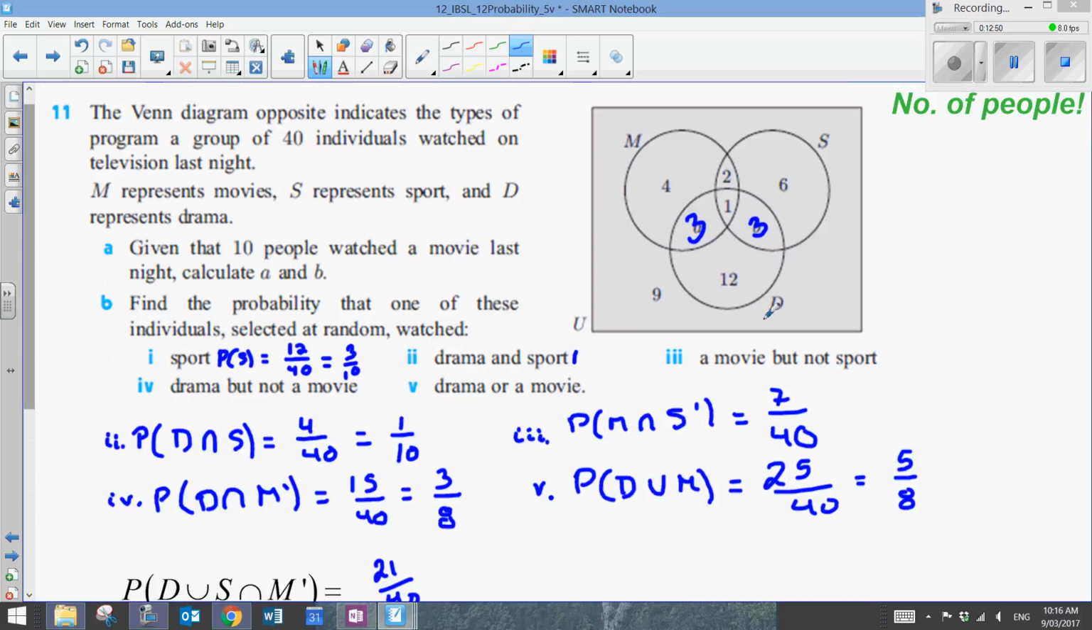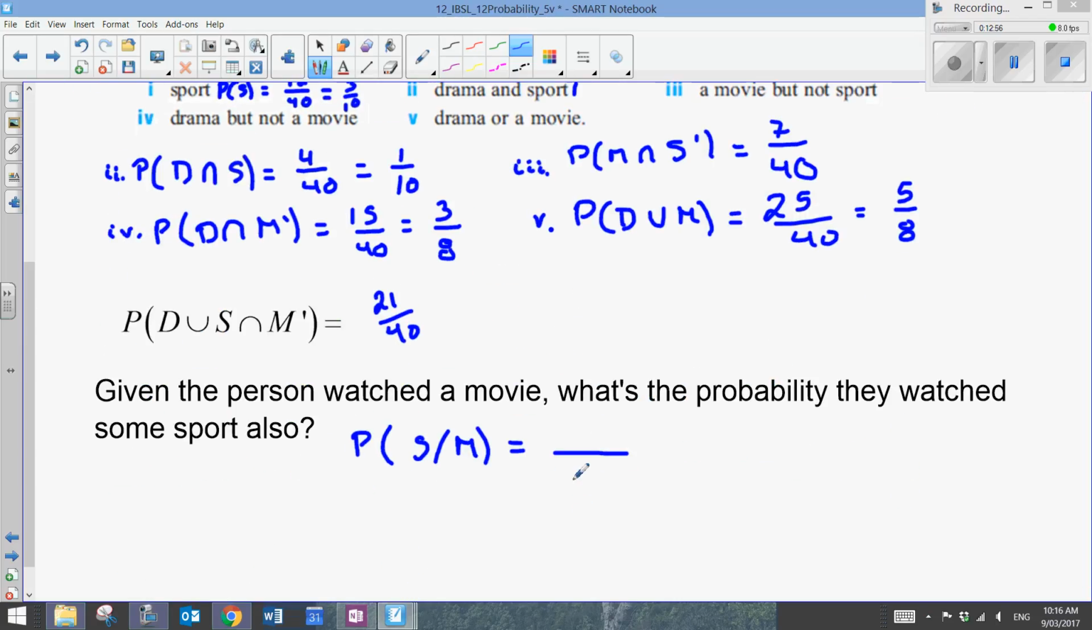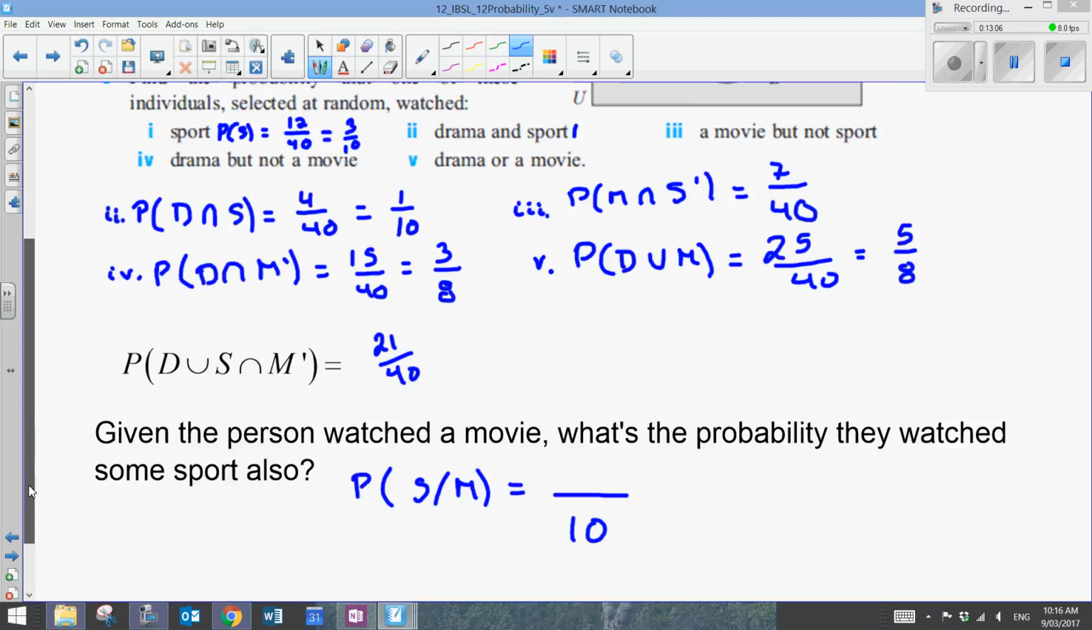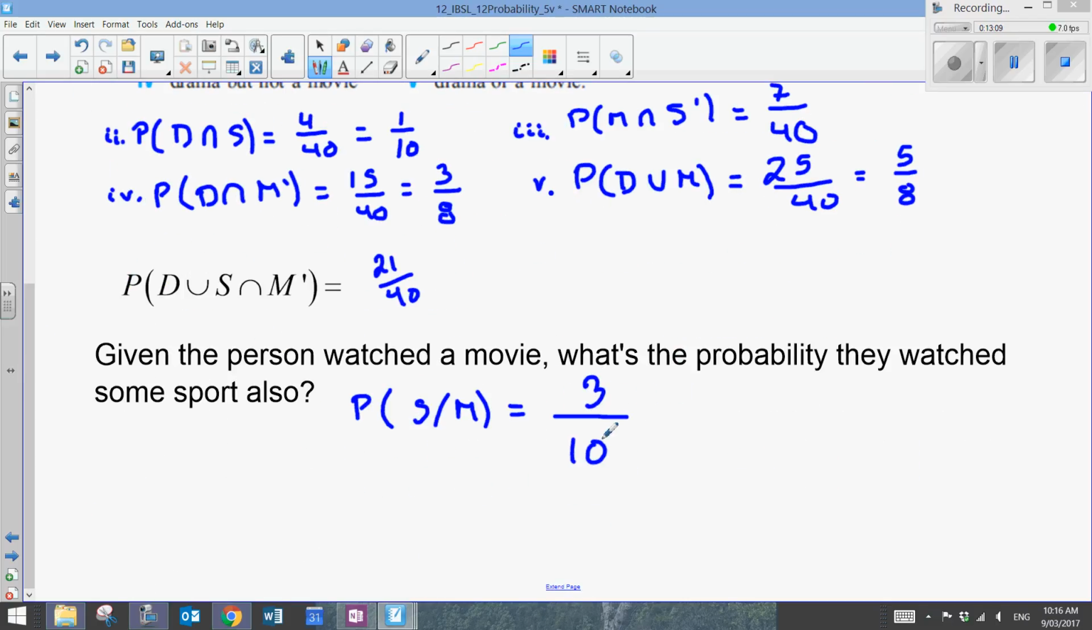So given that the person watched a movie means we're only looking in this circle here. So we're only looking at the 10 people who watched a movie. So our denominator would be 10. And then out of those 10 people, what's the probability that they watched some sport also? So out of those 10 people, we had 3 people who watched some sport. So then 3 out of 10. So as soon as we have a given scenario, we've changed our denominator because we're looking at a subset, okay? So our sample space changes.